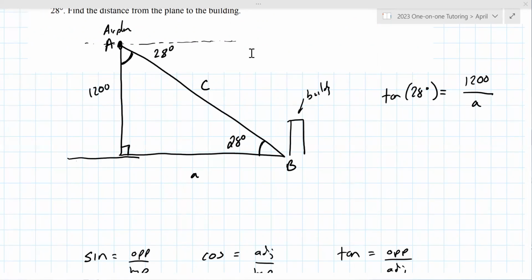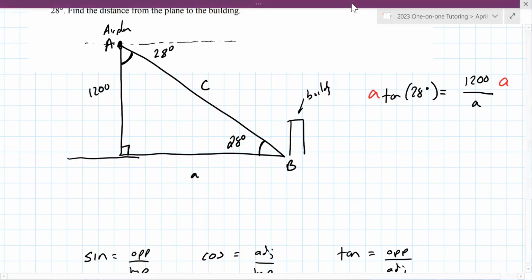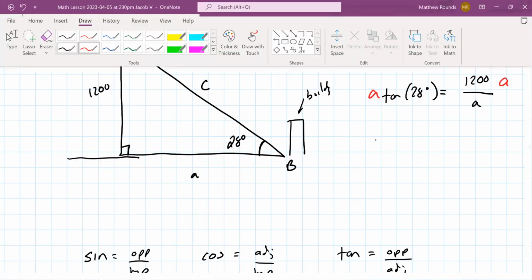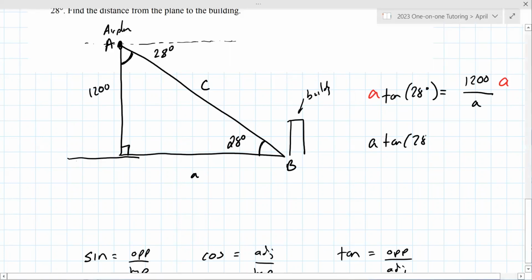Multiply by A on both sides. Okay, that'll work there. That'll clear out the A. So multiply both sides by A. All right, so we got A tangent 28 equals 1,200. Now what's next? You do tangent 28, which would be 0.53. No, you want to divide by that.